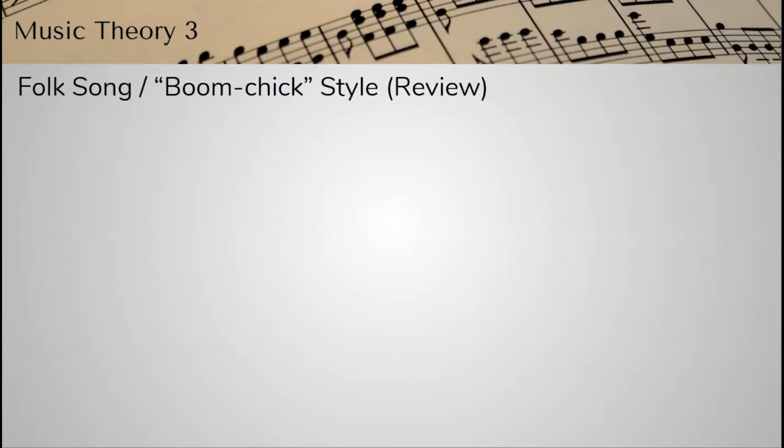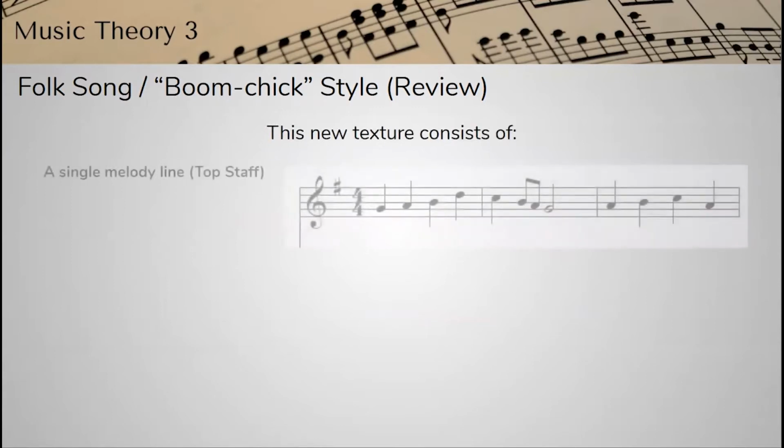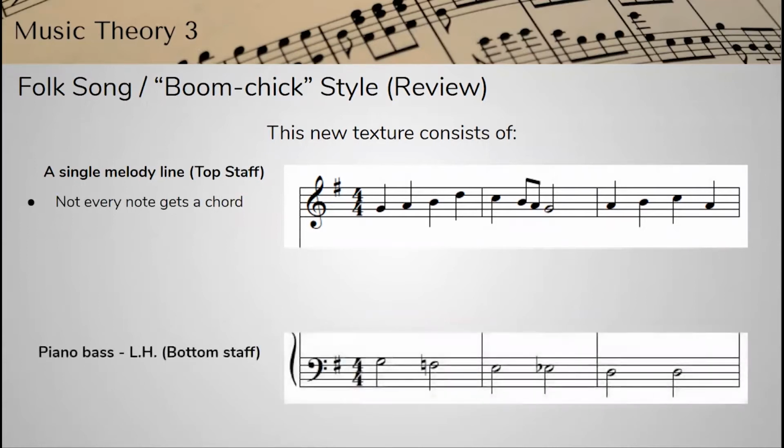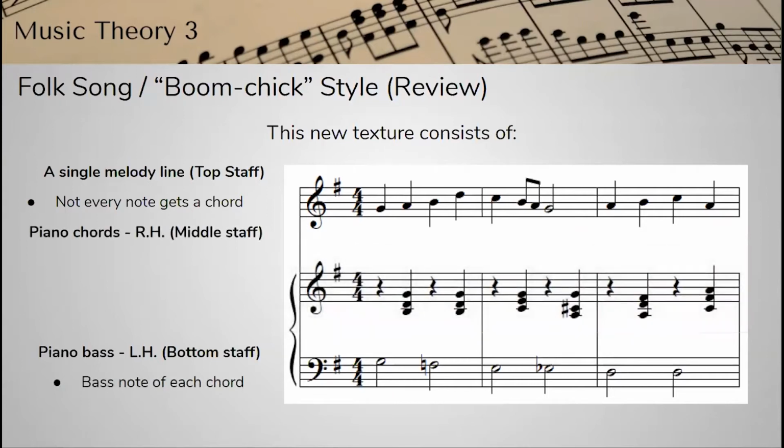Okay, so let's review folk song, otherwise known as boom chick style. This texture consists of a single melody on the top staff. Not every note gets a chord, so it has a different harmonic rhythm. A piano bass line, so that'll be the left hand of the piano on the bottom staff. And then, of course, we have the chick part, where we have offbeat chords. All the chords have to be playable, so they have to span an octave or less, so they fit into one hand. They serve to complete the chord, and they should also avoid clashes with the melody, and they should also have good voice leading as best we can.